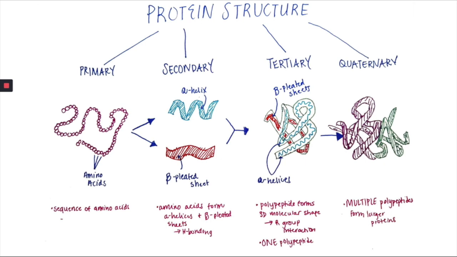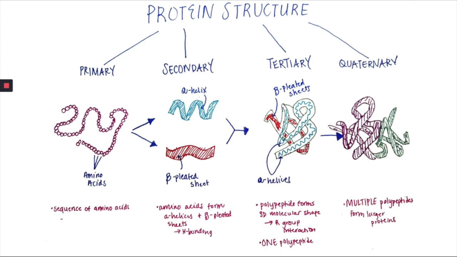Tertiary structure is the way in which the polypeptide chain forms a 3D molecular shape, and that's because of the interactions between the R groups, and tertiary structure is super important for the function of the protein. So you can see that this is all one polypeptide, so the background color is all gray, and then you have your alpha helices and your beta pleated sheets.